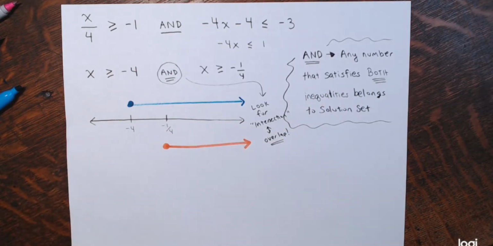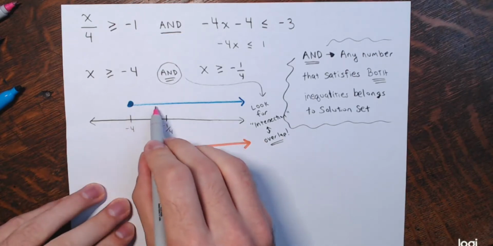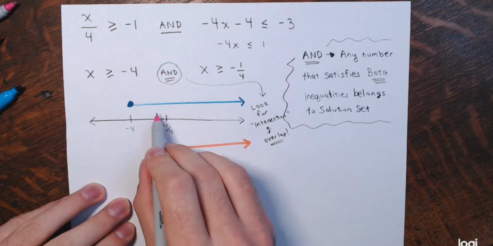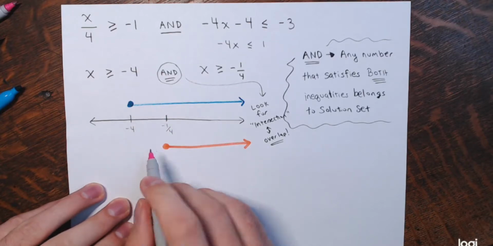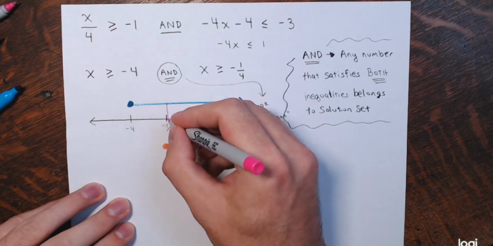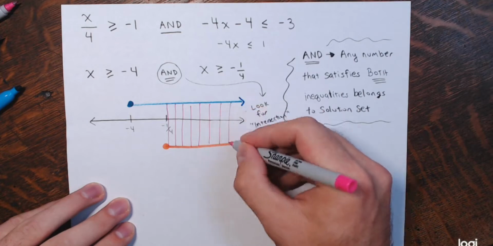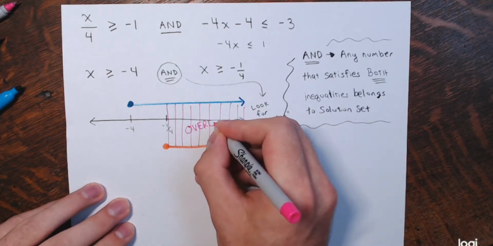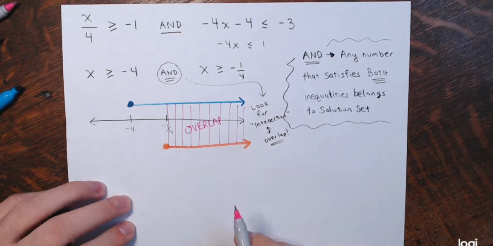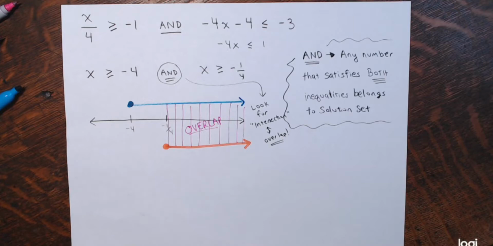All right, so the overlap here, these numbers from negative 4 to negative 1/4, these are on the first graph but not on the second one, so they don't overlap. But these numbers from negative 1/4, right, all the way out to infinity, it looks like, forever, there's your overlap. There are the numbers that are on both graphs. They satisfy both inequalities at the same time.